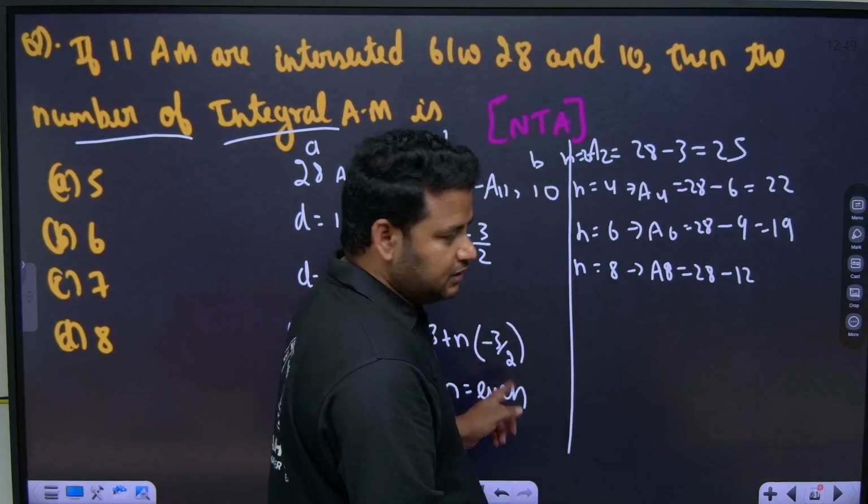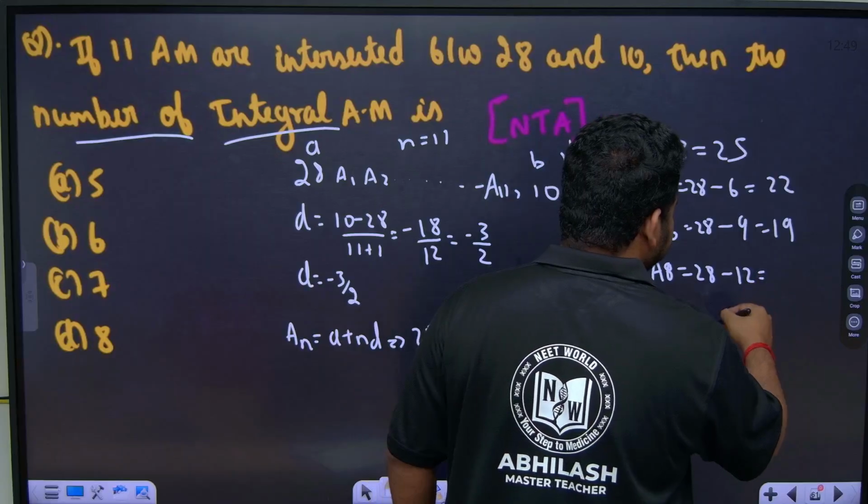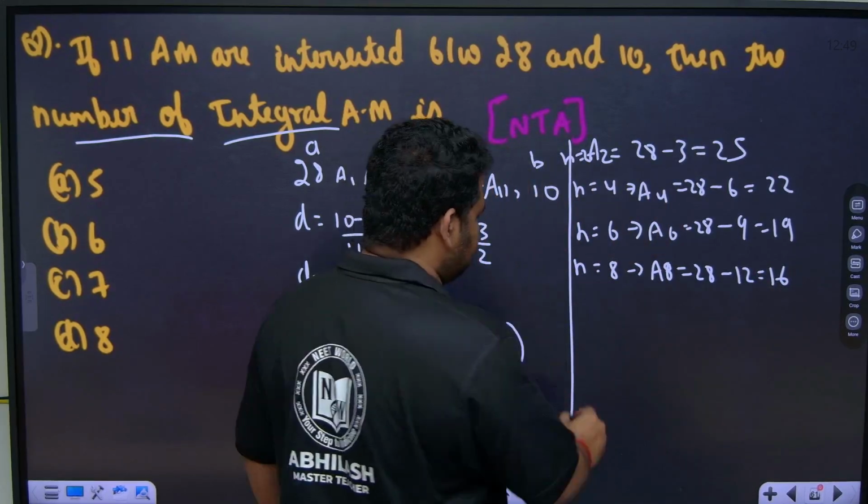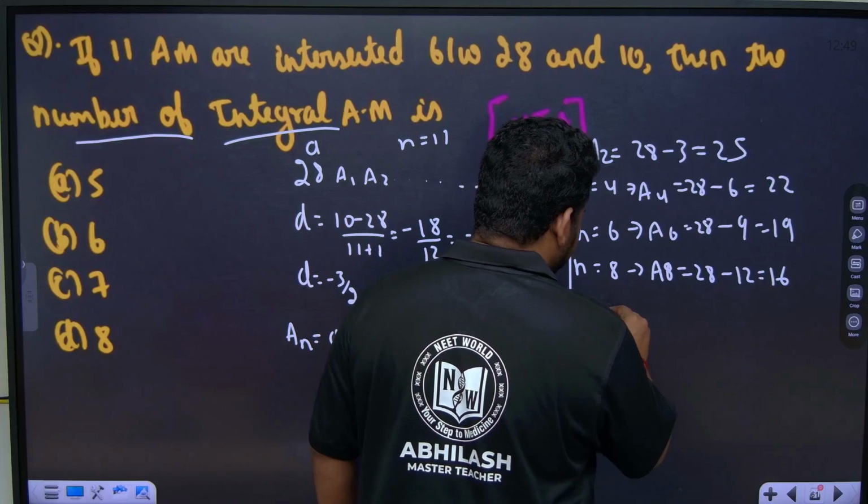Correct, no? 4 3 is 12. So this will become what? Equal to how much? 16. Correct. Now n is equal to 10. If I put that, what will I get?